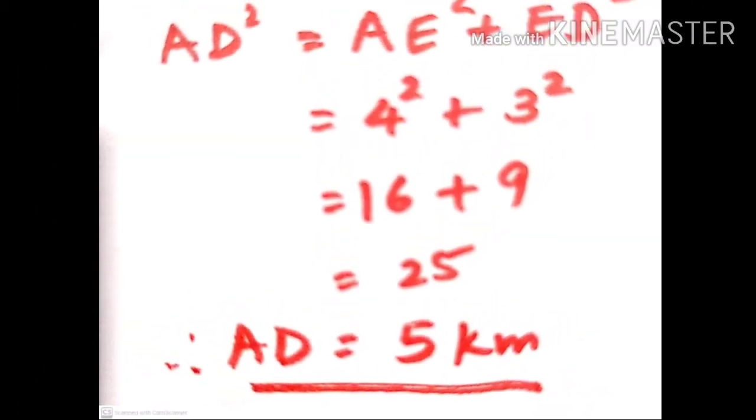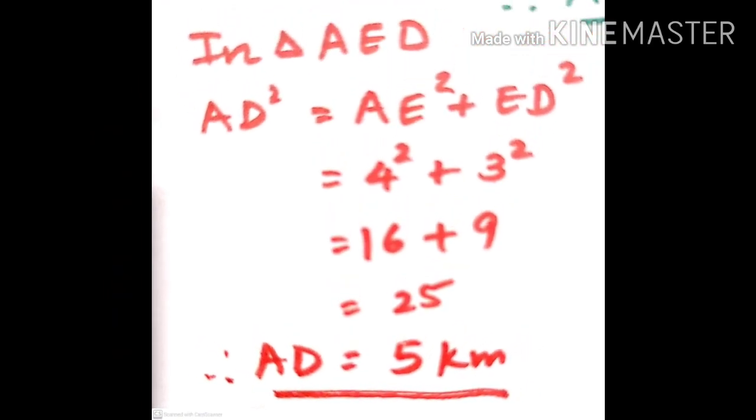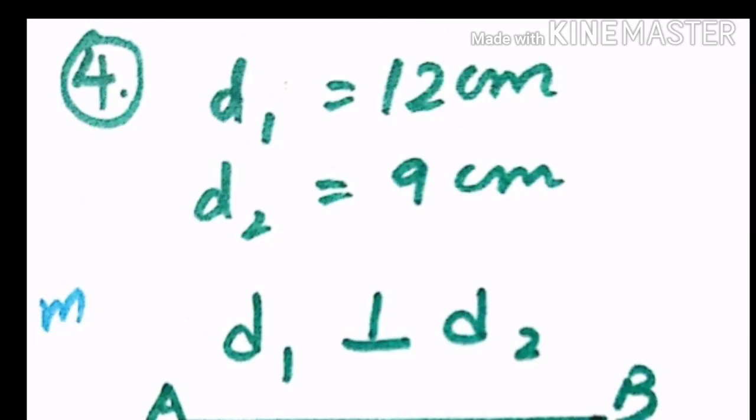Now let us take next question. Question number 4. The diagonals of a rhombus are 12 centimeter and 9 centimeter long. Calculate the length of one side of the rhombus. So students, as you remember our rhombus properties. So here we are given diagonals D1 12 centimeters and D2 9 centimeters.